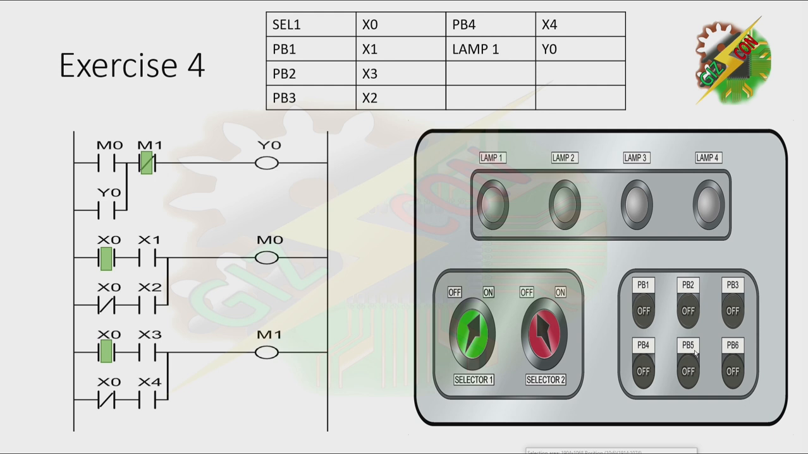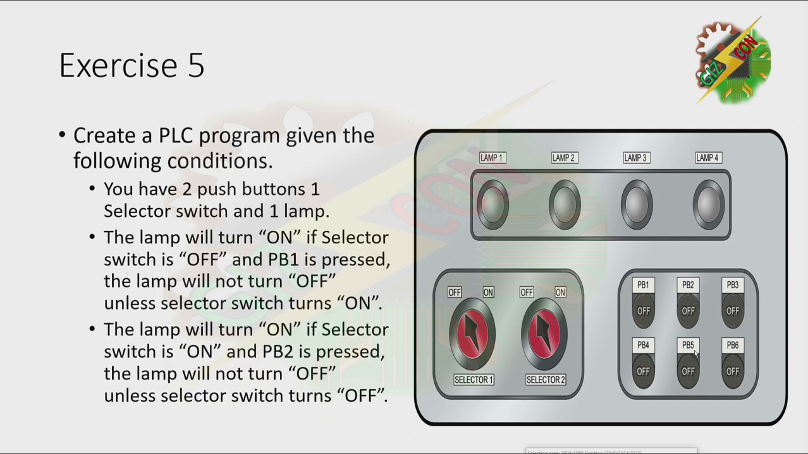Okay, let's go to our exercise 5. Create a PLC program given the following condition. You have 2 push buttons, 1 selector switch, and 1 lamp. The lamp will turn on if selector switch is off and PB1 is pressed. The lamp will not turn off unless the selector switch turns on. The lamp will turn on if selector switch is on and PB2 is pressed. The lamp will not turn off unless selector switch turns off.